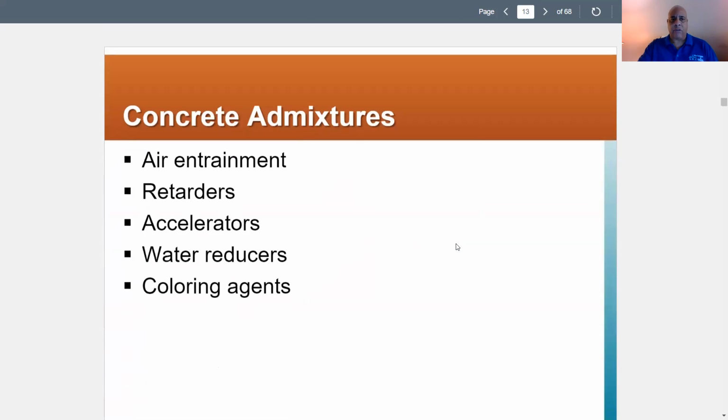Now, your admixtures include air entrainment, retarders, accelerators, water reducers, and coloring agents. Now, when we talk about coloring agents, that's when you have that decorative concrete.